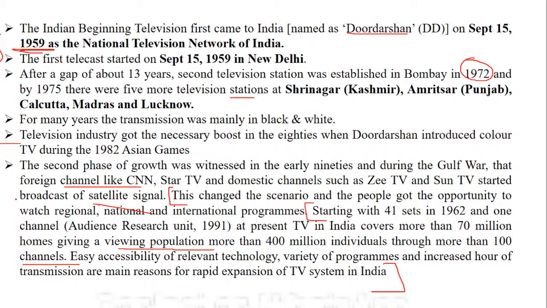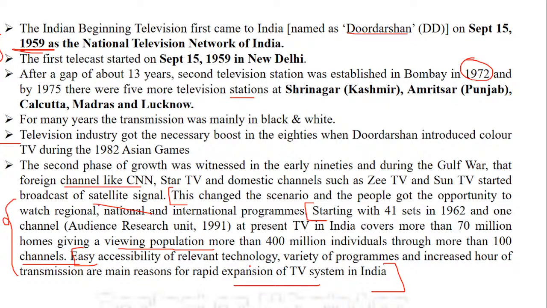So this may not be a part of your examination, just for your information I have put it down, okay. Now, easy accessibility of relevant technology, variety of programs and increased hours of transmission are the main reasons for the rapid expansion of television system in India. So this can be one of the statements that promoted the rapid expansion: technology, variety of programs, and definitely the transmission hours, okay. These were the main reasons for the rapid expansion of television in India.